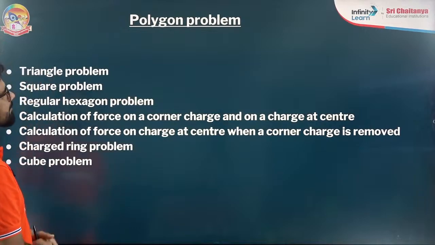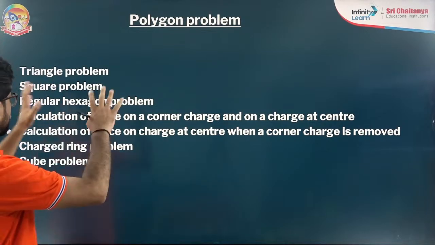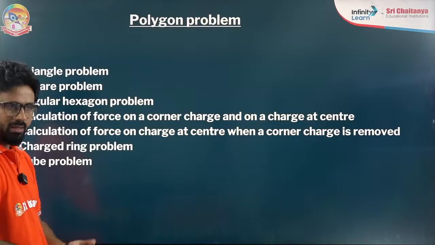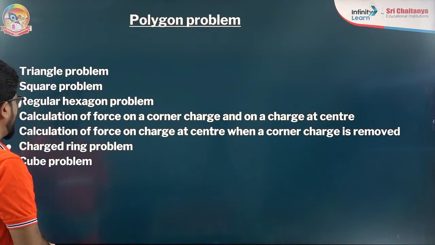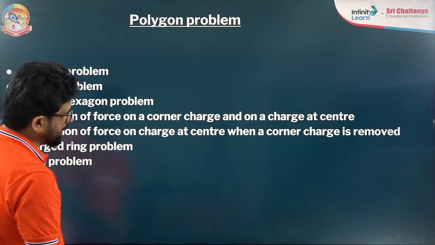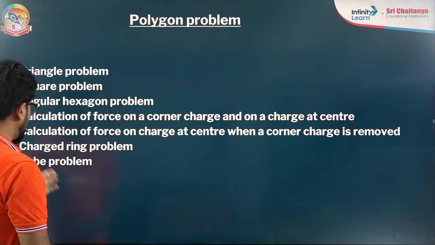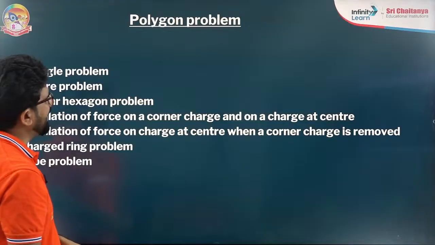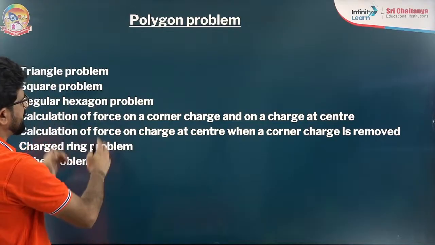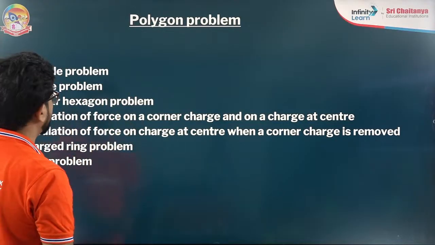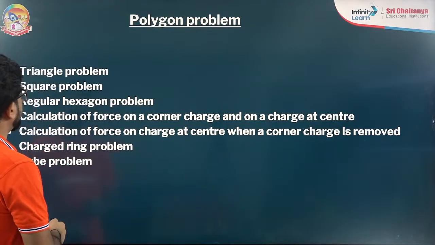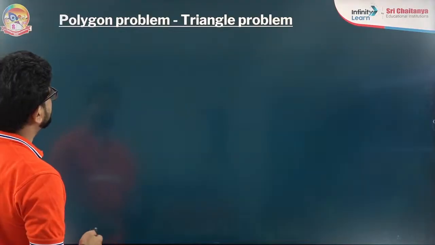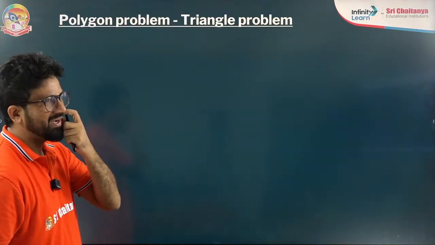The very first thing in the polygon problem: the polygon can be an n-sided polygon. It can be a triangle, it can be a square, it may be a regular hexagon, or it can be any polygon, or there may be a cube or a ring. Like that we will solve. We will understand the meaning of this polygon problem. I am starting with the triangle problem. Please understand it.